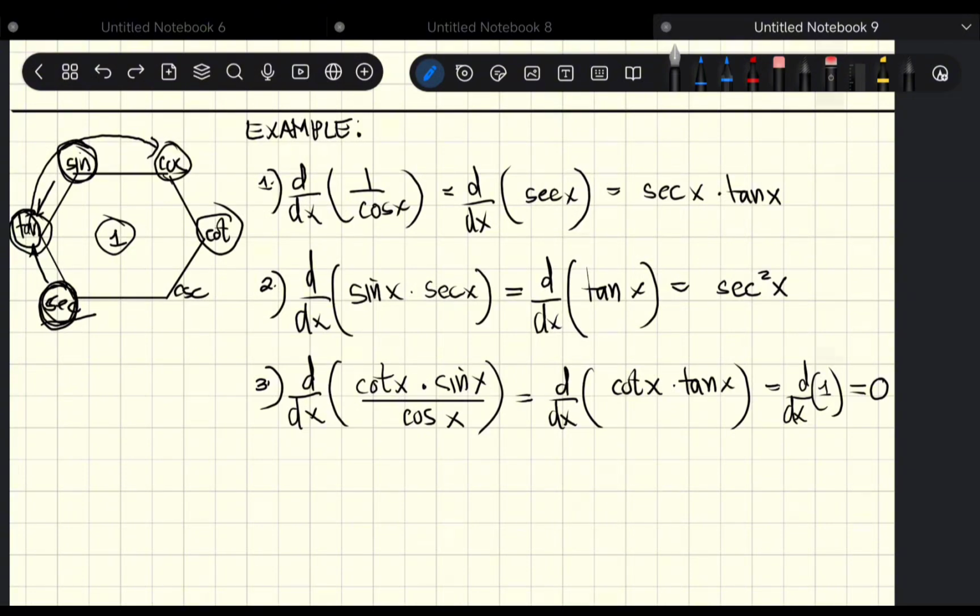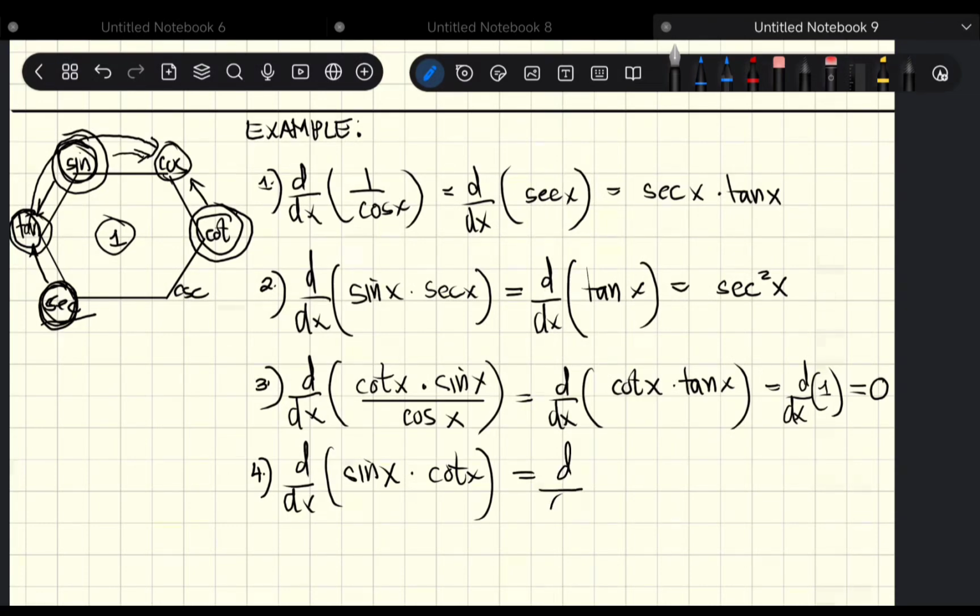Example number 4. D over dx of sine x multiplied by cotangent x is equal to, that is sine here, then we have here cot. If we multiply them, we get this, cosine x. So d over dx is equal to the derivative of cosine x, and since that is on the right side, we're going to add negative, then we move horizontally. So that is negative sine x.